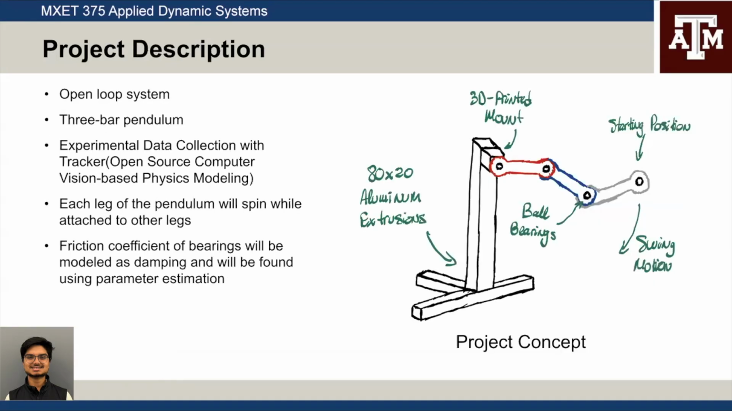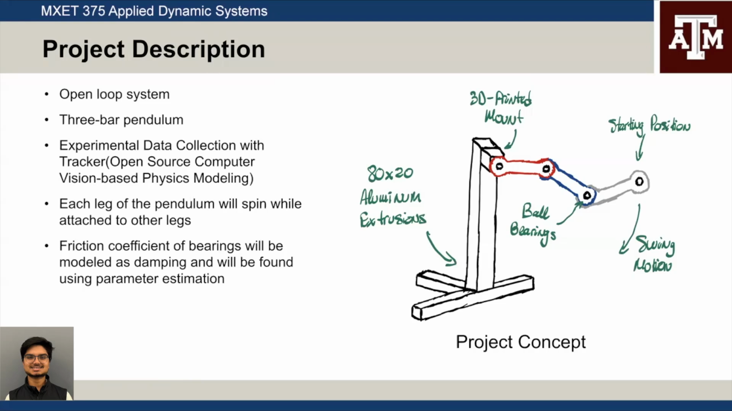So a little bit more about the project physically. It's an open loop system modeling a 3-bar pendulum. And as you can see in this project concept, there are aluminum extrusion bars for the structure along with 3 bars, each connected using ball bearings. These 3 bars are secured to a 3D printed mount and will be released from an initial position that kind of resembles an L.